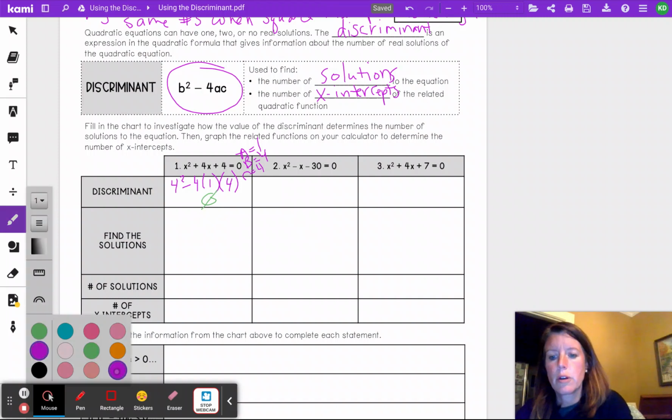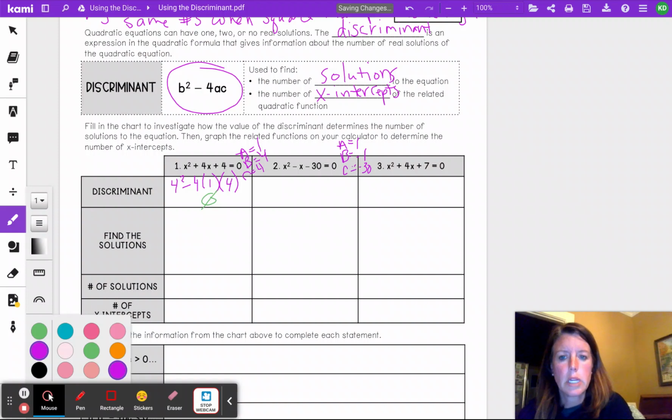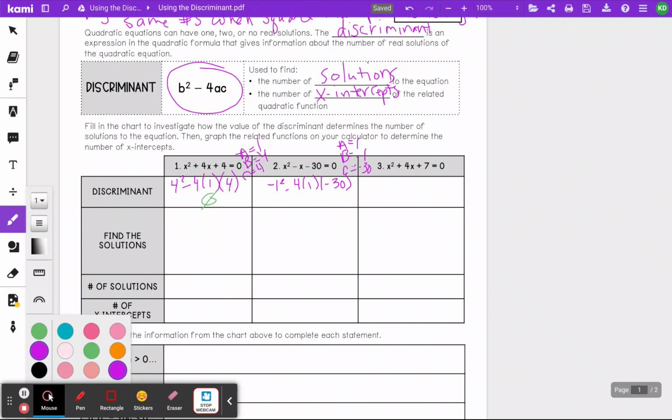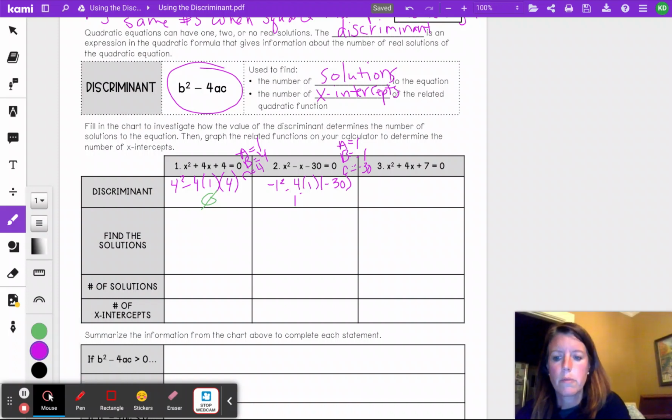Same thing for number 2. Let's determine our A, B, and C values. A equals 1, B equals -1, C equals -30. So this would be -1 squared minus 4 times 1 times -30. If you put all that in your calculator, you get 121.